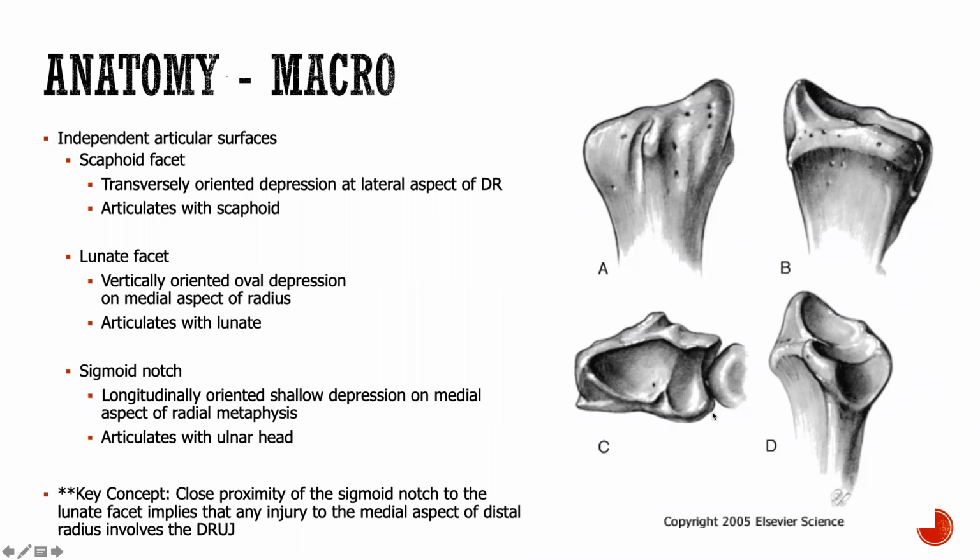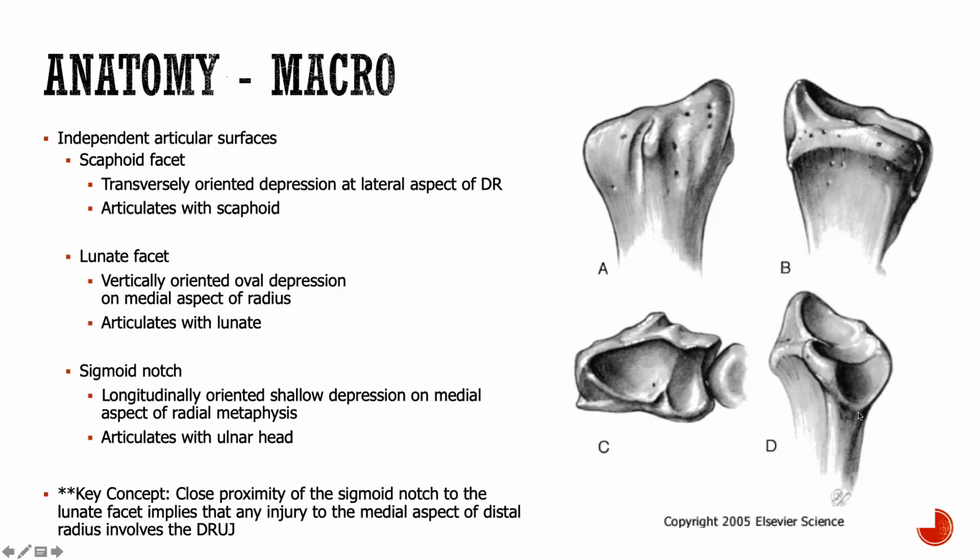And then the next is the lunate facet. And the lunate facet's here, here, here. And this is a more vertically oriented or A to P oriented oval depression. And that's at the medial 1/3 of the distal radius. And obviously that will articulate with the lunate. The next thing is the sigmoid notch. And the sigmoid notch is about 90 degrees, so it's perpendicular to the lunate facet. And this is where the ulnar head articulates.